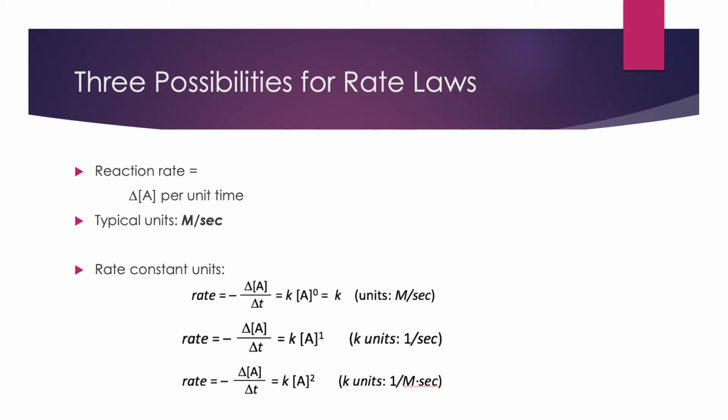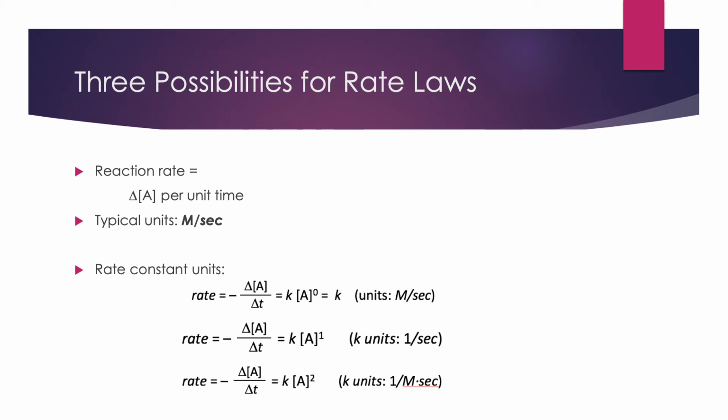So here are the various possibilities for the three different rate orders. We have rate equal to K times A to the 0 power. That's a 0th order reaction, so that's just equal to K. In other words, the rate, which is in units of molarity per second, is equal to K, so K must be in units of molarity per second. They have to have the same units.